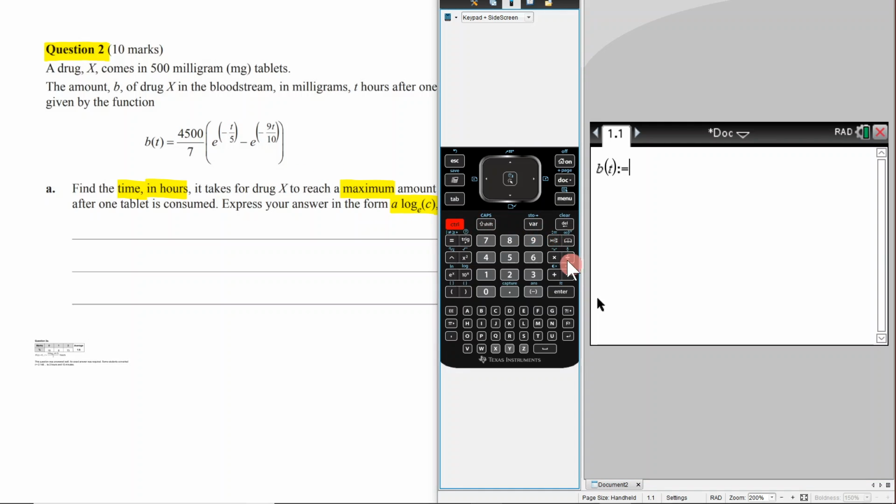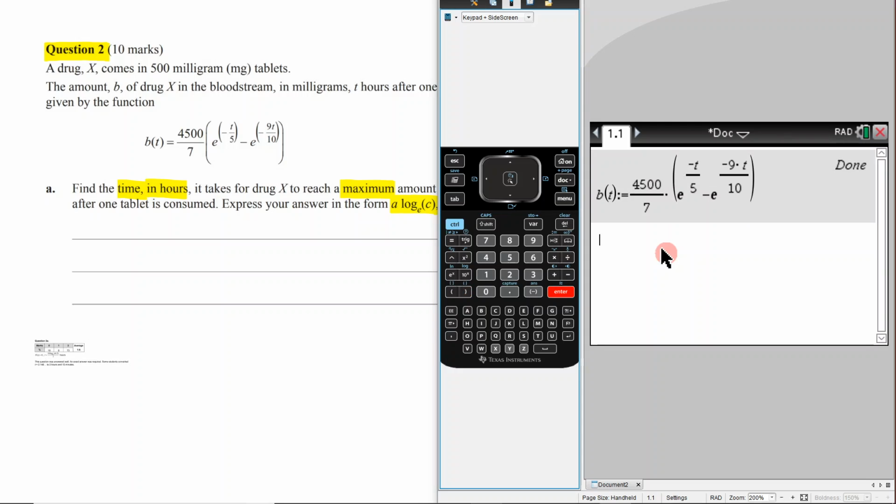All right, so we're going to come here and bring that up. 400.7, then we're going to open our brackets, and then we're going to go this. And then I'm going to bring up another one of these signs. Minus t over 5. Then I'm going to subtract this, negative 9t over 10, and then I'm going to close my brackets. Double check that that's all written out correctly. That looks good.